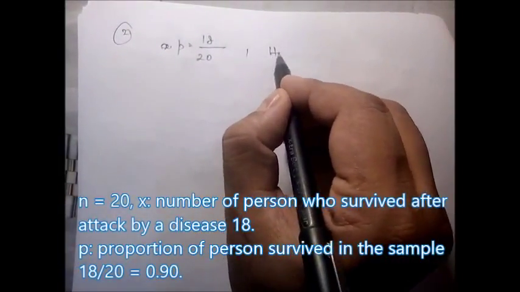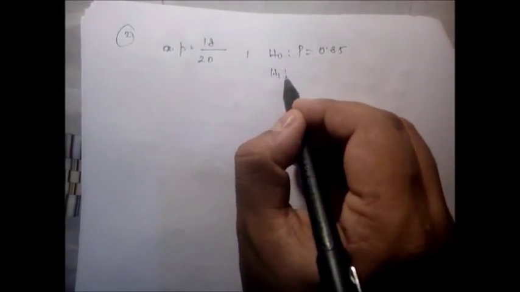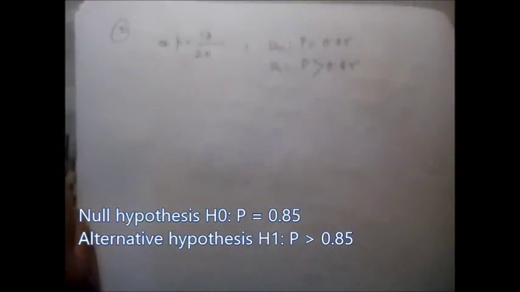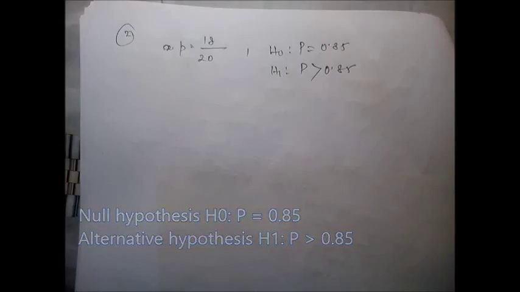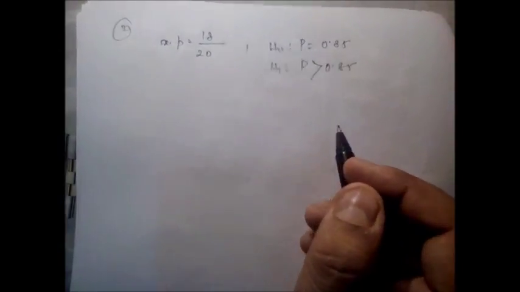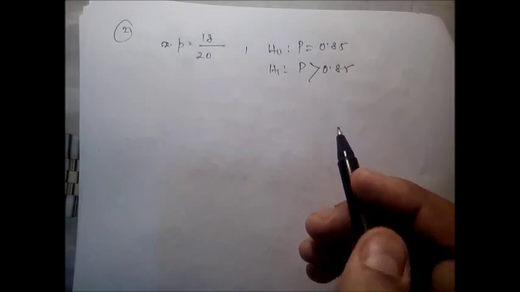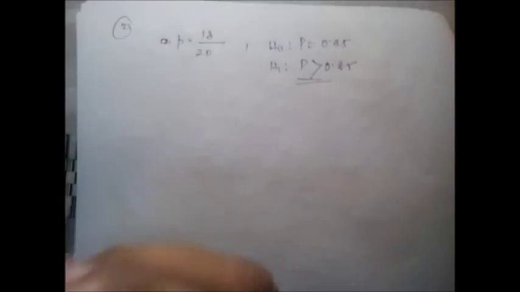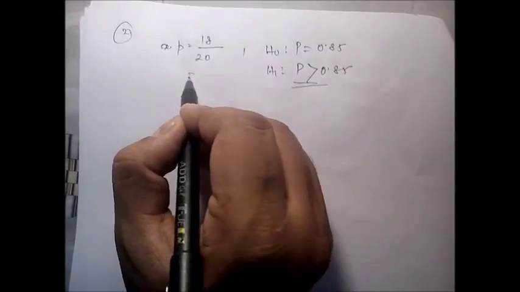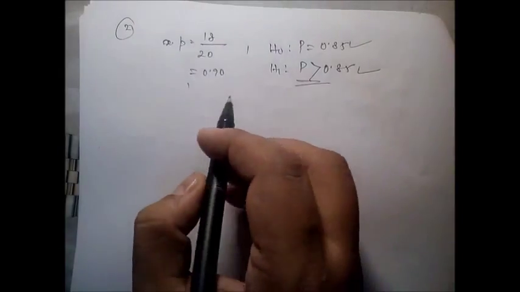Okay, so what is the null hypothesis? The proportion is 0.85, and the alternative hypothesis is more than 0.85. Since the question says the survival rate is more, it is a right-tailed test. So the proportion of people surviving in the sample is 18 by 20, that is 0.90. So this is the null hypothesis and this is the alternative hypothesis.